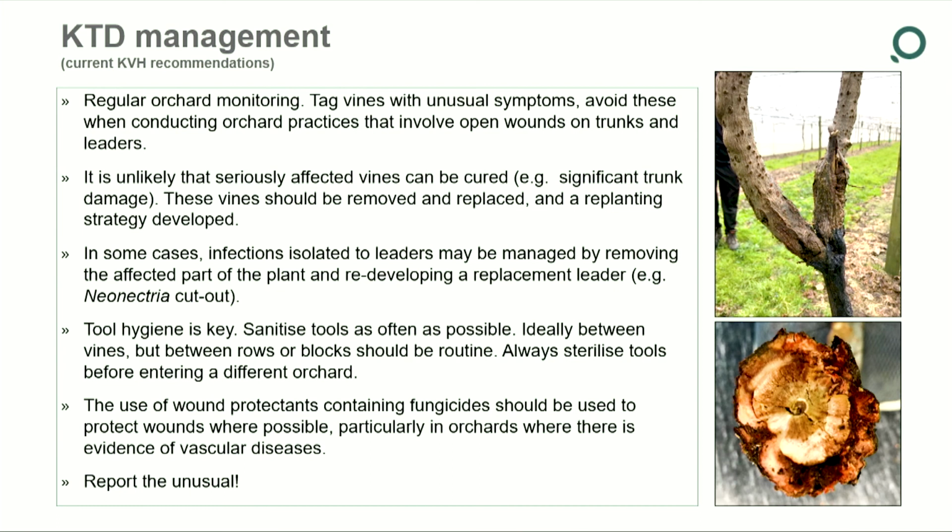And the use of wound protectants containing fungicides really should be used to protect wounds whenever possible, particularly in those orchards where there is evidence of vascular disease, and particularly after vines that obviously have something wrong with them. And report the unusual. So pretty much that comes down to monitor, cut out or cut back, sanitise, protect, report.